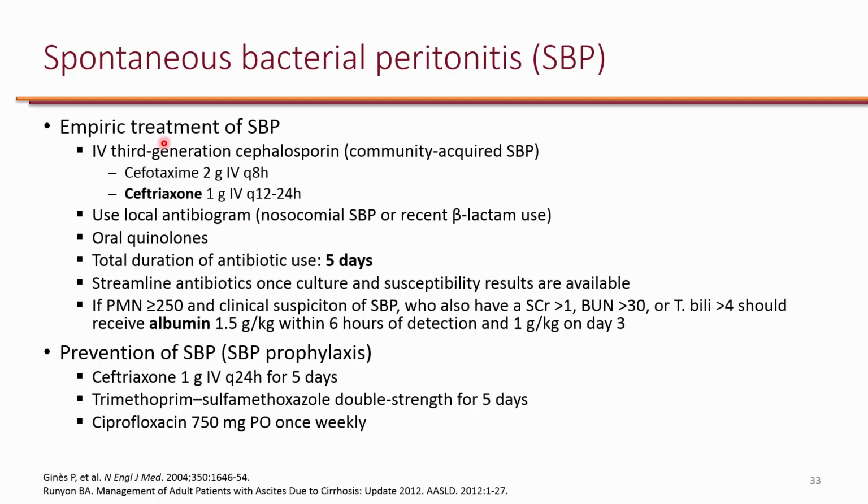So for empiric treatment of SBP, we typically use IV third-generation cephalosporins. The guidelines, which are from 2012, recommend cefotaxime 2 gram every 8 hours because we have a lot of data with it. There's also some data with ceftriaxone 1 gram every 12 to 24 hours, and that's what typically is used in clinical practice. So ceftriaxone is easy to dose, and it can potentially be dosed once a day. It's not renally adjusted, so ceftriaxone is what we use in clinical practice.